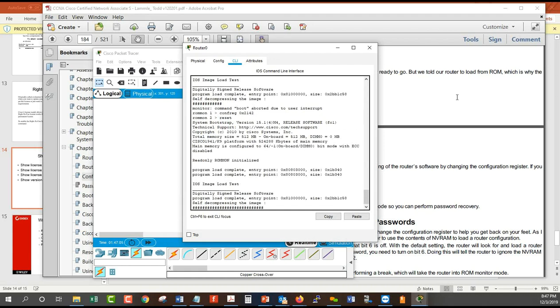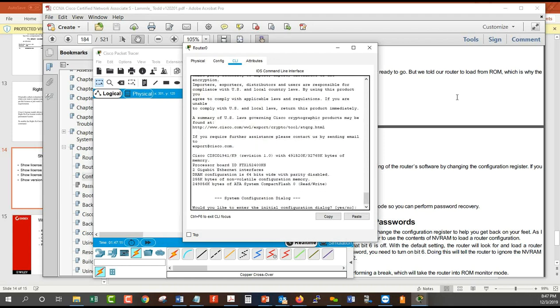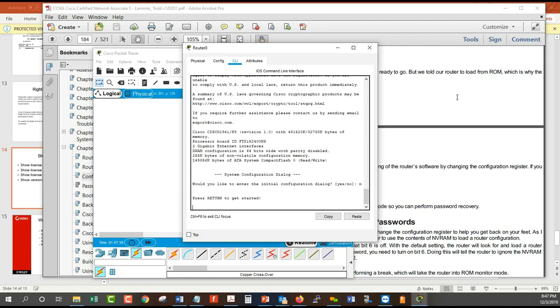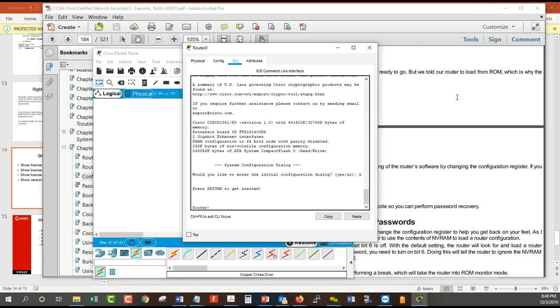Now, because of changing that value to a 4, it will bypass the startup config. You can tell that because of this prompt right here. That prompt tells you that it's not reading the startup config anymore. And because it's not reading the startup config, it's not processing the passwords that we may have set up, such as our enable password, our secret password, our VTY, or our console passwords. None of these passwords get processed. So when the system does come up, and I'm going to say no to this, it comes up like it's a brand new router.